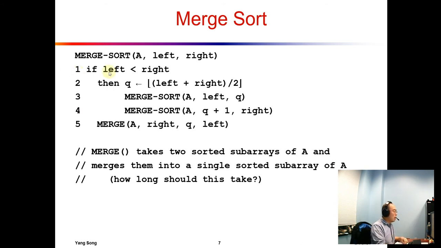Line 1 is: if left is smaller than right, then we go inside and do the recursion. But if left is not smaller than right, then we do nothing, right? So if left is greater than or equal to right, we do nothing, and that is a base case. Since for the base case we are doing nothing, it's not in the definition. By looking at this code, you may find it a little bit strange, and I would say the base case is hidden. You don't see the base case part.